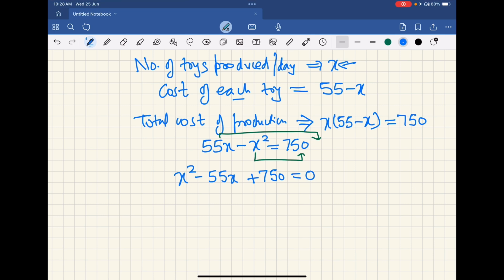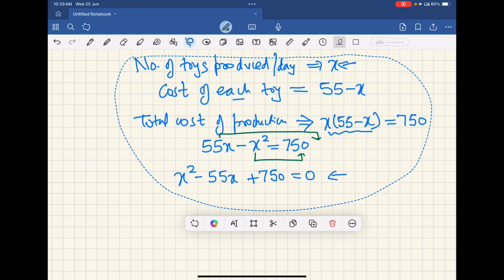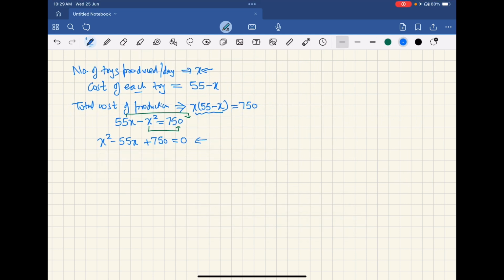So students, in the exam you can get this as a case study question, in which the first question will be: find the cost of production for the day. The answer will be just x into 55 minus x. Then they will say second question: form an equation. That will be this. Third question could be: find the number of toys produced per day. In case studies, questions are divided into small parts and you are asked for each step, so you need clarity on the steps too.